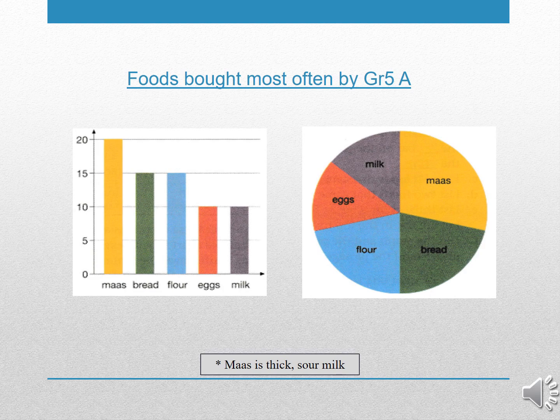When we look at the circle or pie chart, we can see that it has the same information, it's just illustrated in a different way. We can see that Mars is still the most bought by the Grade 5A class, followed by bread and flour, and then eggs and milk. The slices illustrate how much was bought by these Grade 5A kids.